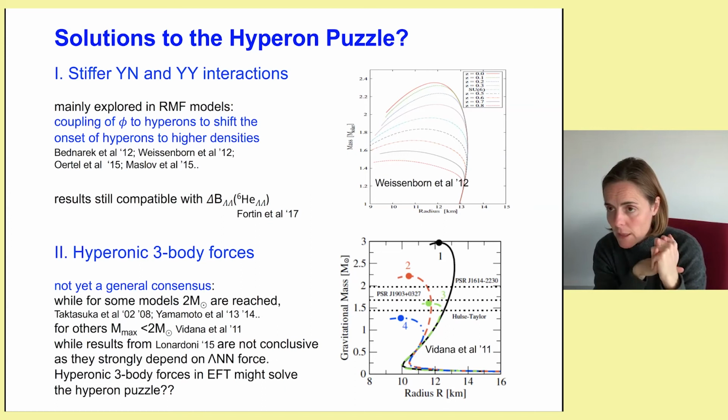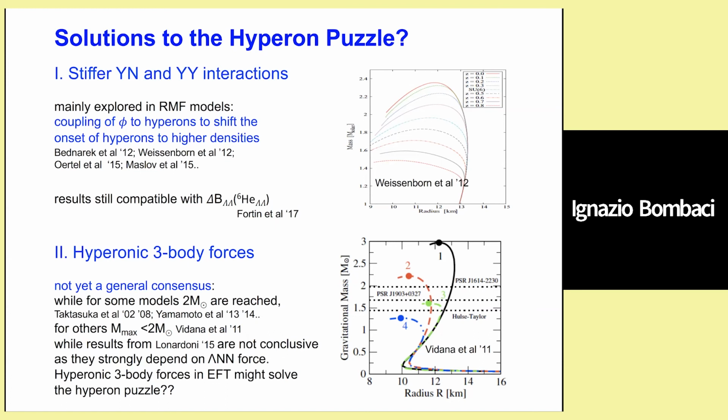Yes, Laura. But the point is that if there is already strong repulsion among nucleons at high density, it could be that it is not energetically convenient to form hyperons. The idea that it is always convenient to form hyperons is based on Fermi gas arguments. And so repulsive interactions can change this conclusion. Exactly, I agree with you.